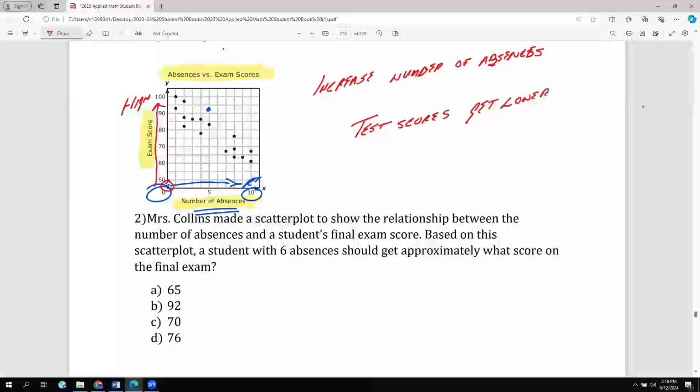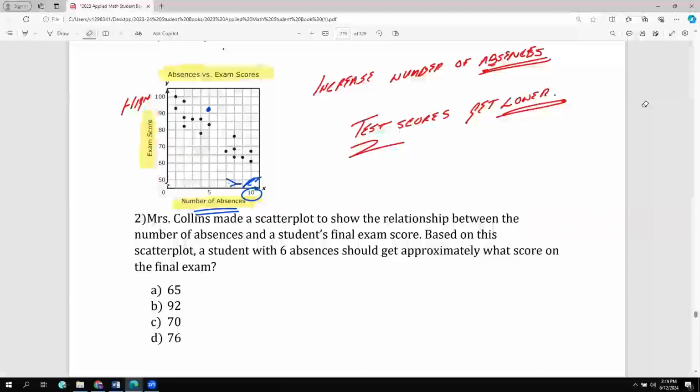So if you said, you know what, that makes sense. I mean, if you're not going to class and you're not getting the instruction and you're not practicing, your exam scores are not going to get higher. They're going to get lower. In fact, the more and more absences you have, the lower and lower the score would get. Well, that's exactly what's happening with this scatter plot.